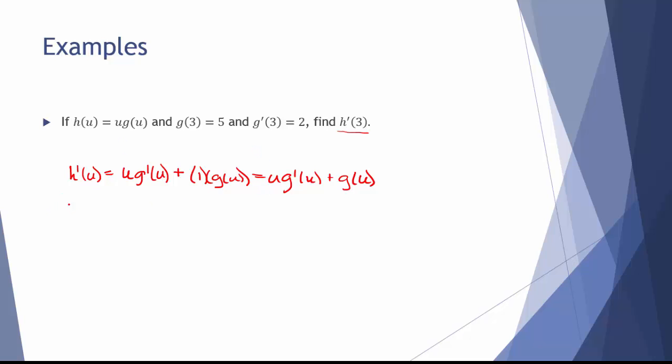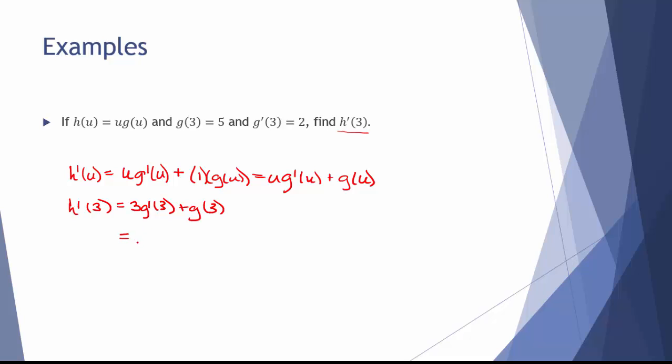So now, if that's the derivative of h with respect to u, what do we get for the derivative of h specifically at 3? That says the same thing it's always said. Plug in 3 everywhere you see u. So instead of u, I write 3. In the derivative of g, instead of writing g prime at u, I write g prime at 3. And then plus g of 3.